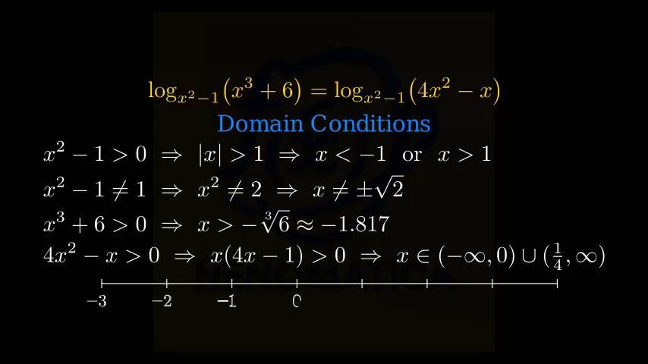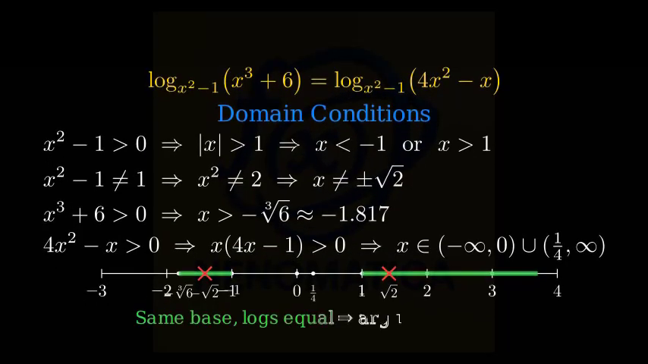Let's visualize the intersection. From the base condition, x is less than -1 or greater than 1, excluding plus or minus square root of 2. From argument positivity, we also need x cubed plus 6 positive, which trims the far left to be greater than about -1.817, and 4x squared minus x positive, which already holds on both allowed wings. So our candidate set is from -1.817 to -1, and from 1 to infinity, with the points plus or minus square root of 2 removed.